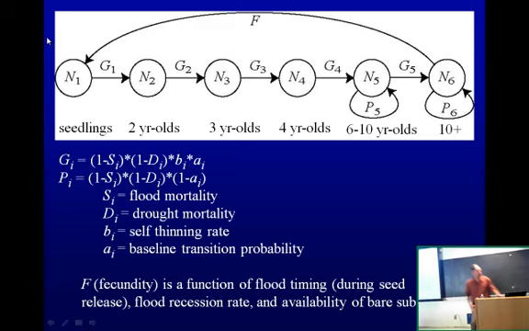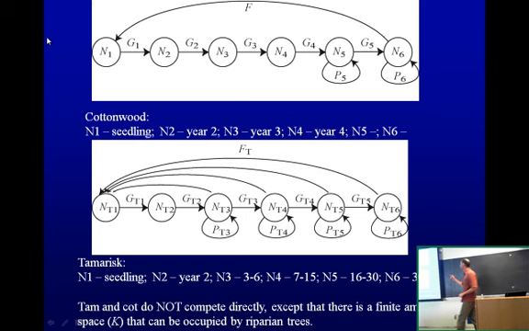Well, you can do the exact same thing that we did for cottonwood, and by the way, that first cottonwood model is kind of old news now. We published that 7 years ago, but right as we speak, we're developing a new model that includes tamarisk so we can look at their relative competitive ability.